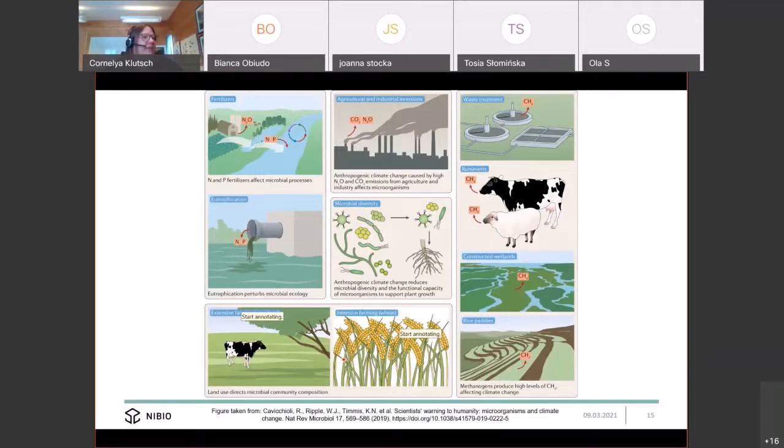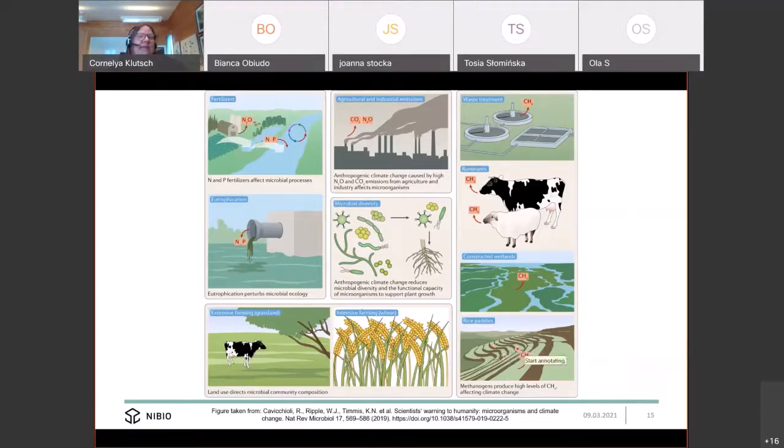Then we have land use: if we have, for example, cows and cattle and other farm animals feeding on grasslands, or if we grow different types of crops on specific fields. So how we use the soil and the land has an effect on the composition of microorganisms. And then here on the right-hand side, we have different examples, but I would just like to mention the rice paddies here, because rice is another very important food source for humans.